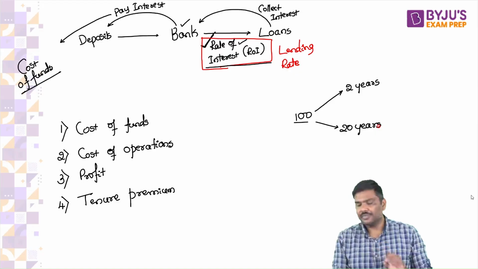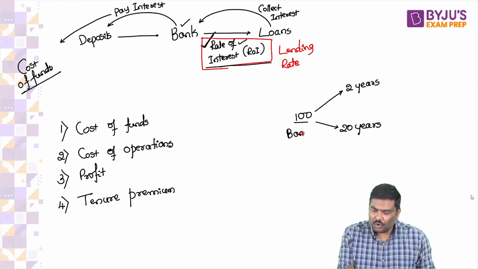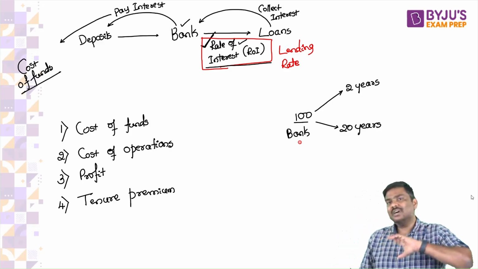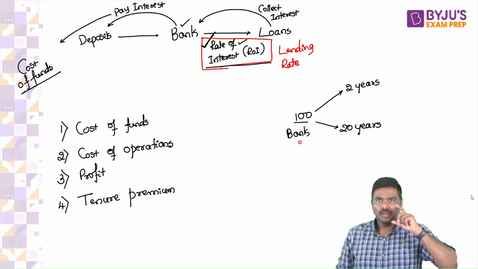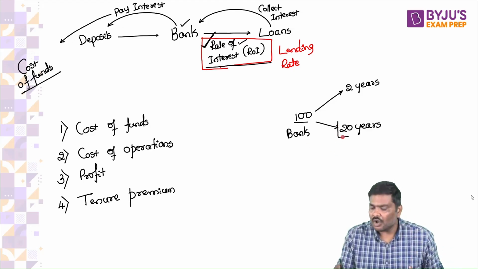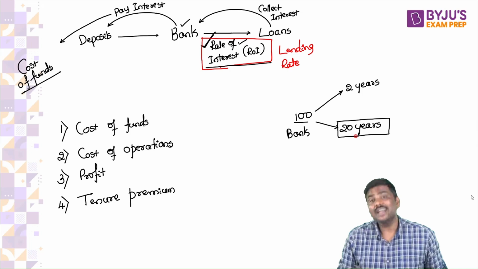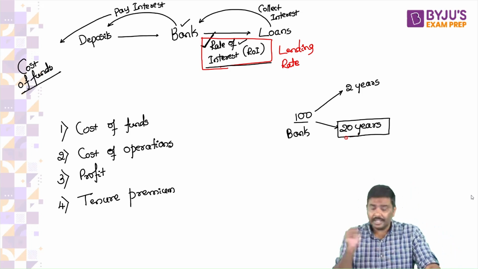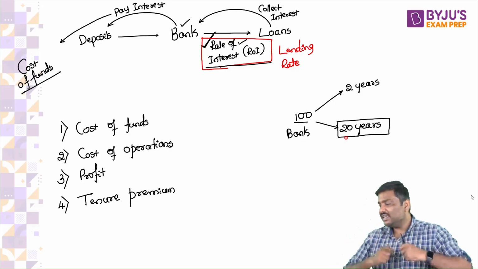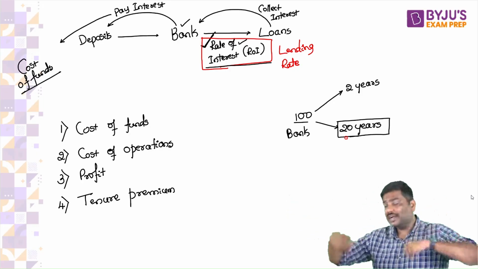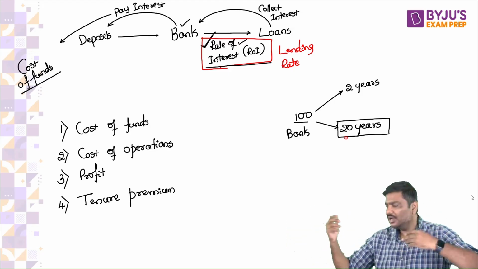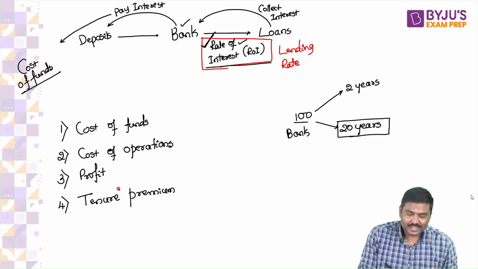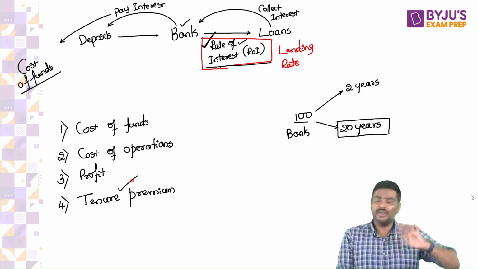Follow this very carefully. You are a bank. You will give a loan of 100 rupees to one customer for 2 years, to another customer for 20 years. Now, don't you think by giving a loan for a longer duration, you're taking a higher risk here? Correct me if I'm wrong. Think of it and answer. Don't you think by giving a loan for a longer duration, longer tenure, you are taking a higher risk? Of course, the answer is right. That is the reason we will also include a tenure premium.